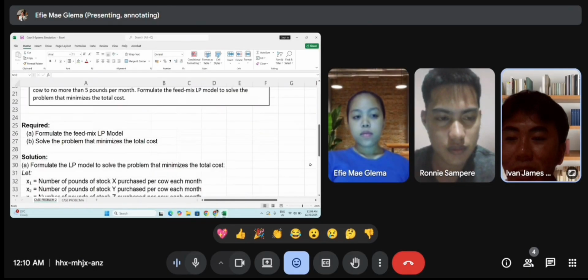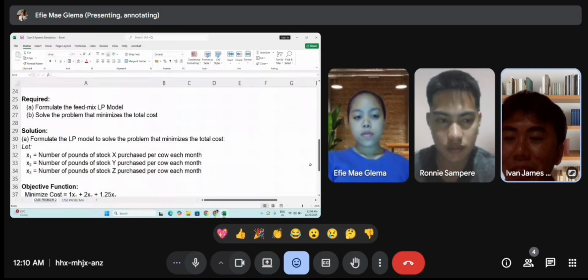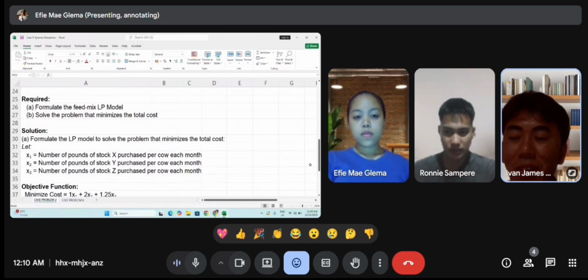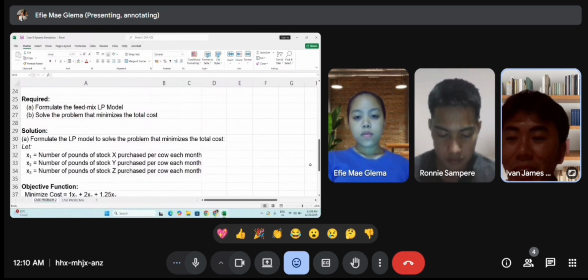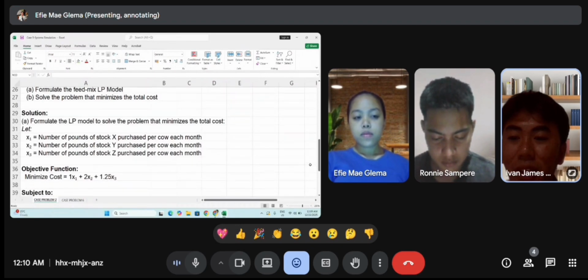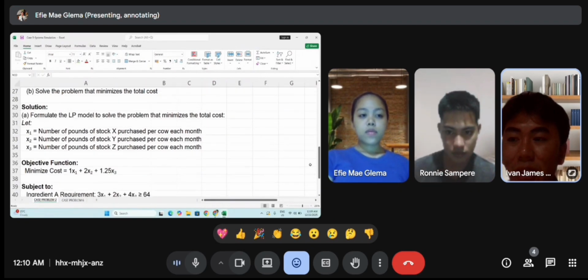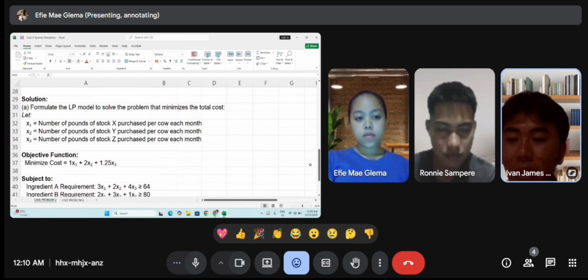For the required, formulate the feed mix LP model. Solve the problem that minimizes the total cost. So for the solution, formulate the LP model to solve the problem that minimizes the total cost. Let x1 equal the number of pounds of stock X purchased per cow each month.